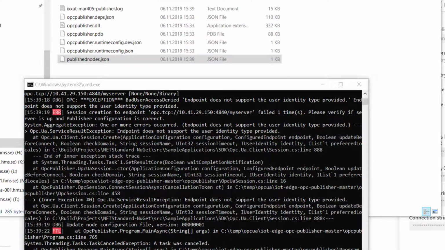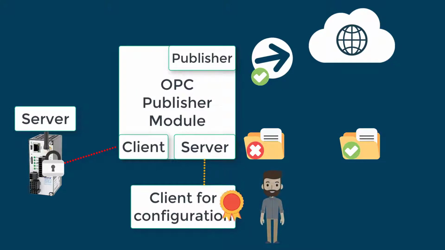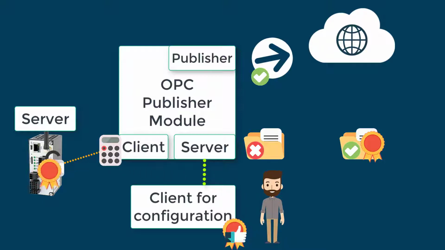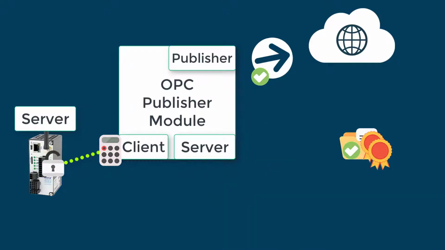So first, we connect our configuration client tool to the configuration server inside the OPC Publisher by trusting each other. Second, we inject the missed credentials into the OPC Publisher's client for password authentication. Third, the SG Gateway's OPC UA server certificate must be trusted on the OPC Publisher's side. Let's go through this step by step.